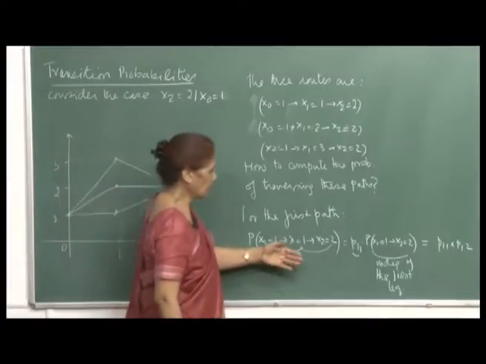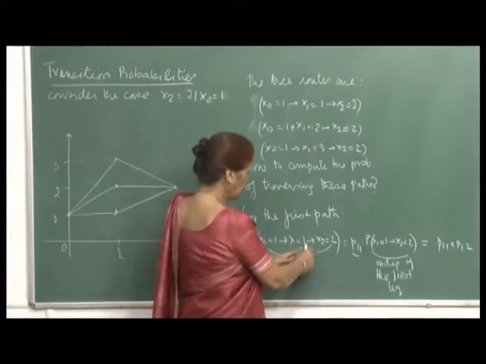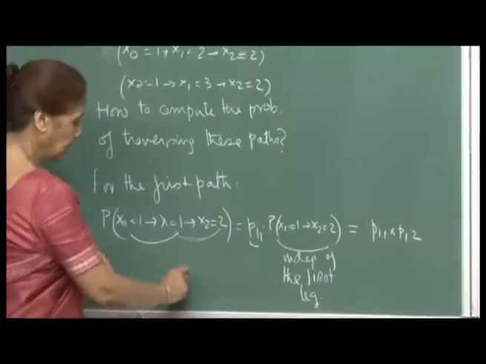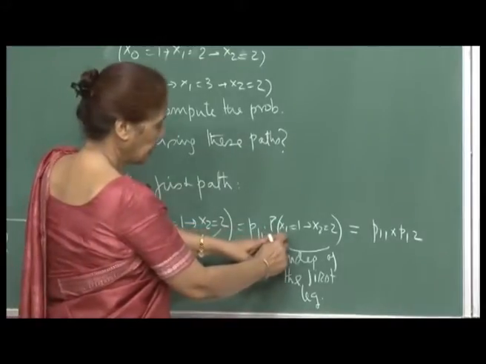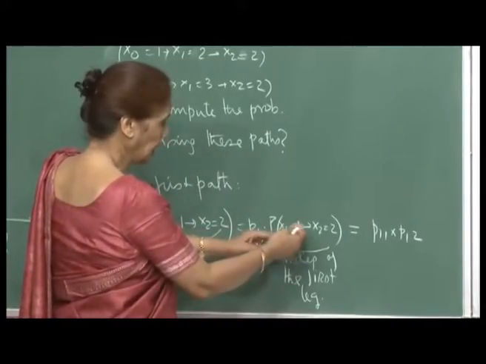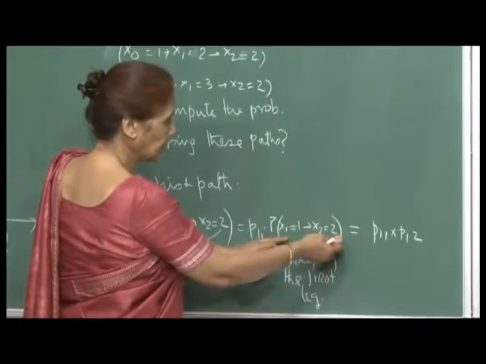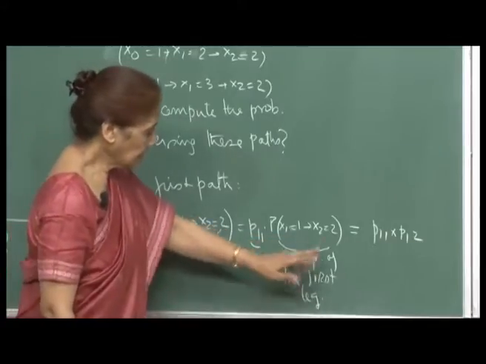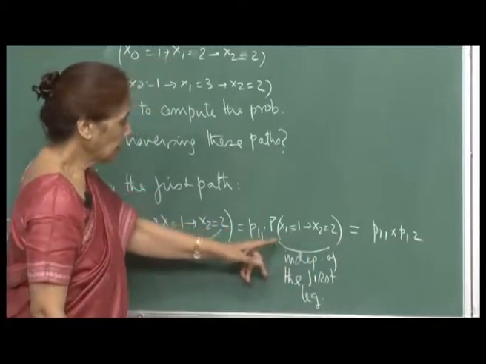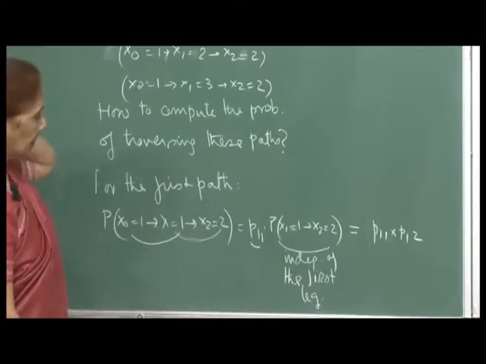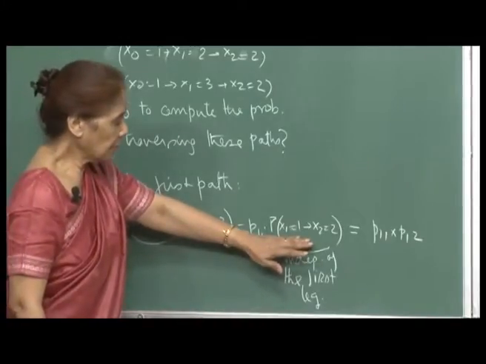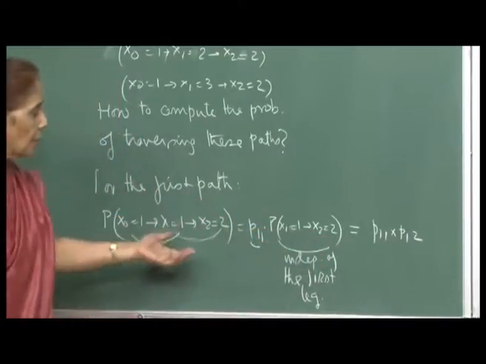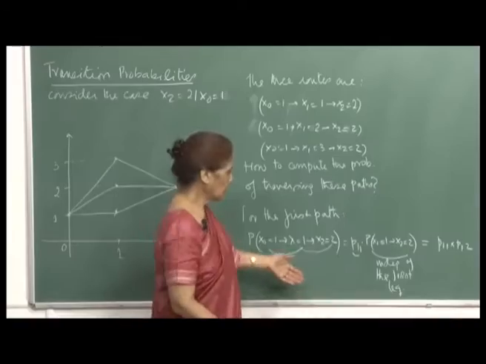Now, we use the Markovian property, because the probability that you want to compute is of going from 1 to 2, that means you are actually looking for the probability that you are in 1 at time period 1 and you want to transition to 2 at time period 2. So, you see this is independent of the first leg. Why? Because the Markovian property says that from here to here the transitioning probability is independent of where I was at time 0, the initial state.